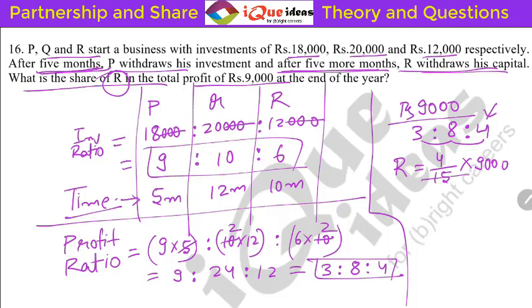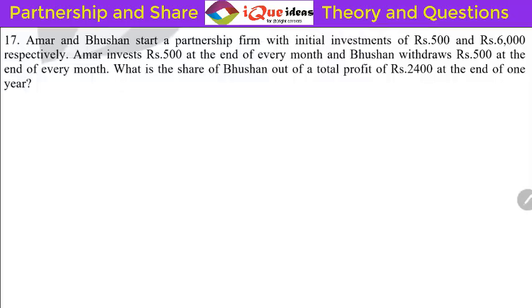Now 15 sixes are 90, so it is 600. 600 into 4 is 2,400. Right, so the total profit for R will be 2,400 rupees, and that's the answer of this question. Alright, now let's take one more, and that is, I would say, the trickiest of all the questions. Okay. Now the 17th one, as I said, it is the trickiest question.